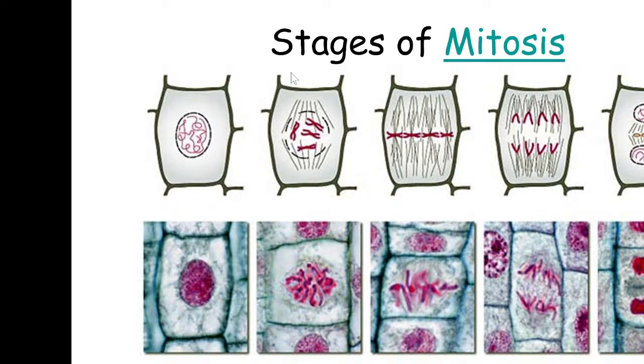So the stages of mitosis, if we take them, there are interphase and a division phase. In interphase, there are G1, S, and G2, whereas in the division phase, prophase, metaphase, anaphase, and telophase are there. This is mitosis.